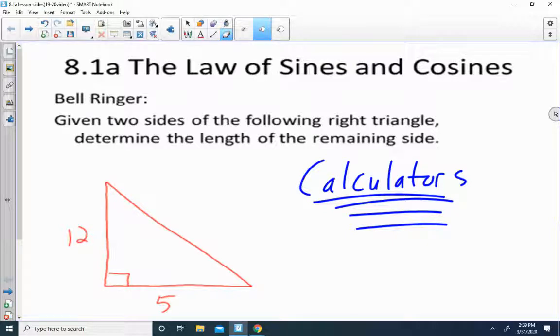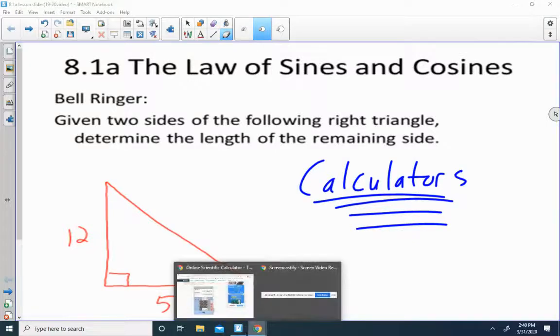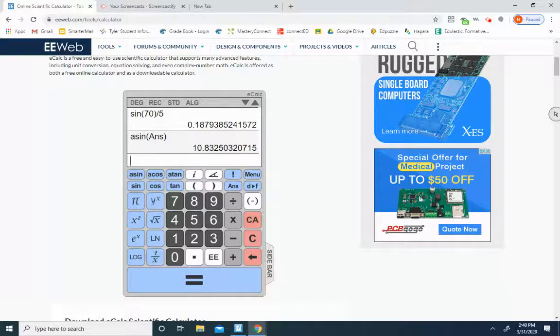So before we begin, I want to make sure you have a calculator that can do sine and also sine inverse. You can still use the calculator I used in the previous lesson. Again, you can just go to eweb.com/tool/calculator, and it will give you this calculator where you can do sine, and also you can do inverse sine. So inverse, previous answer, closed parentheses, and there you go.